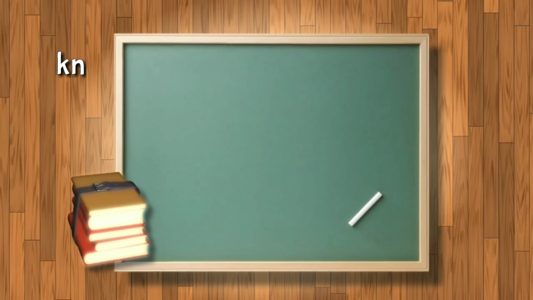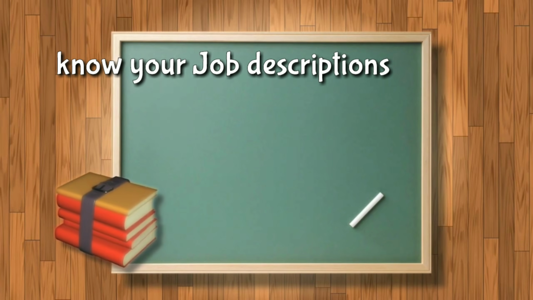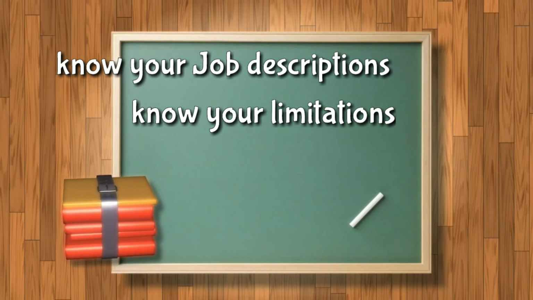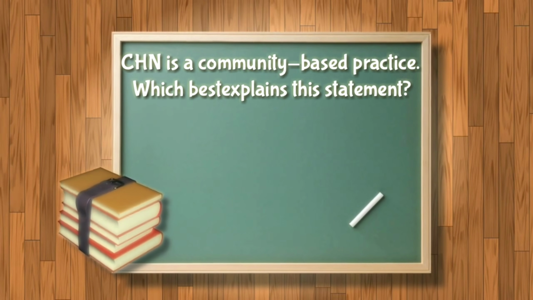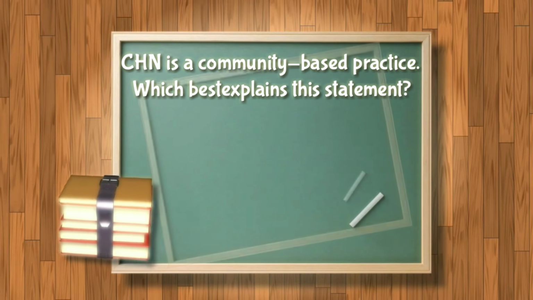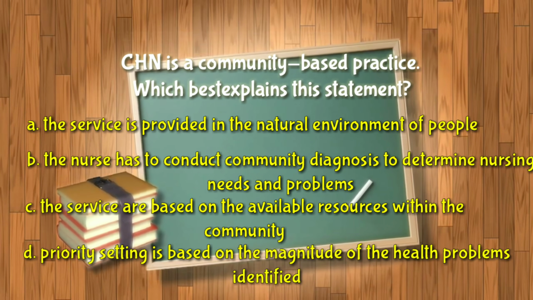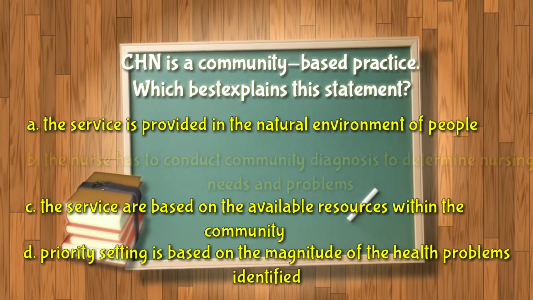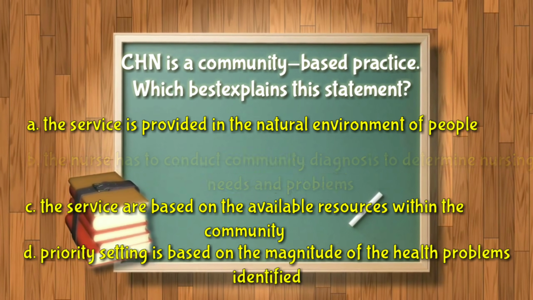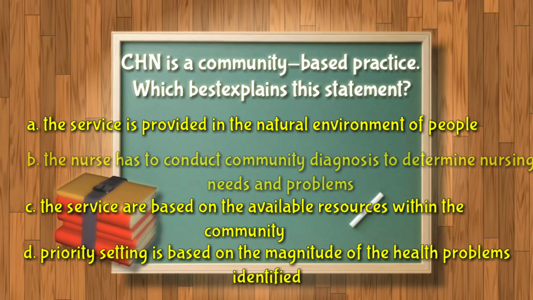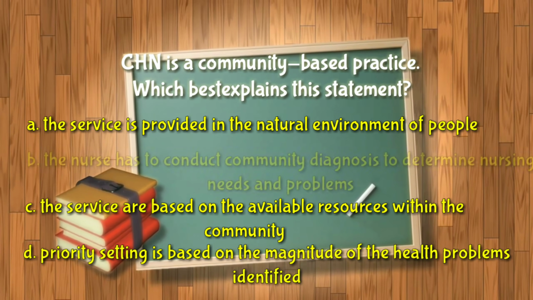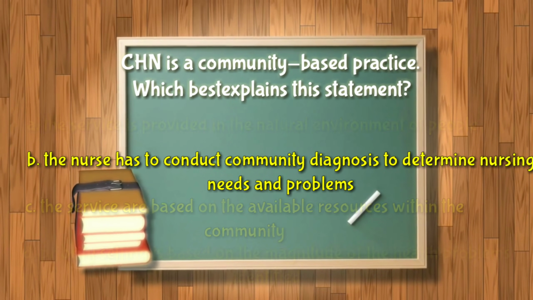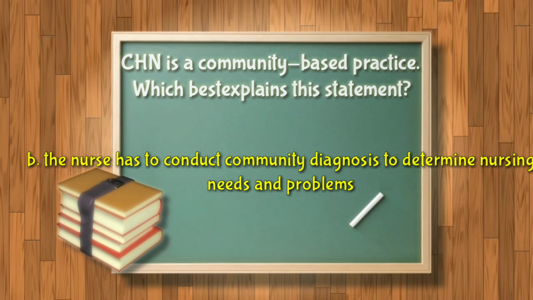Another strategy is knowing about your job description. As a nurse, you must know the limitations of your work and what the description of your job is. Here is a sample situation. CHN is a community-based practice, which best explains this statement. By reading the choices below, the most powerful one is letter B. The nurse has to conduct community diagnosis to determine nursing needs and problems, which is also correct according to the description of your job. Compared to the other answers, letter B is the best answer.